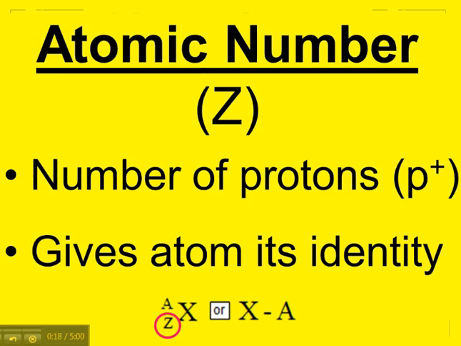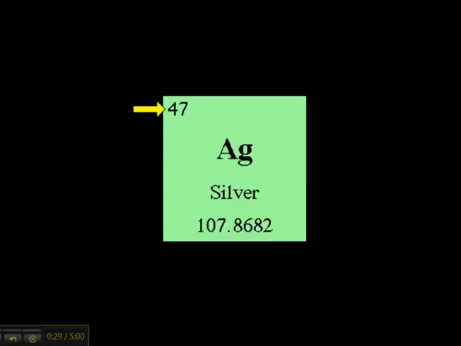It's given the symbol or abbreviation Z. This is the number of protons in the nucleus of an atom, and it gives an atom its identity. Typically, periodic tables show the atomic number toward the top of the elements placed on the table. Important to note that this number is never a decimal.